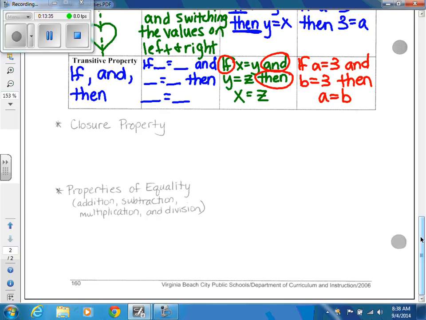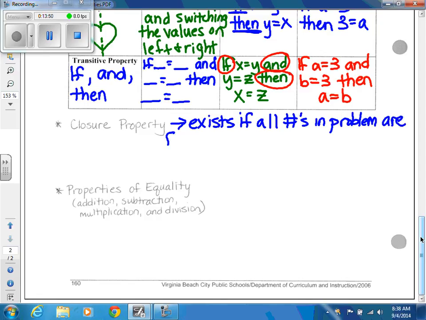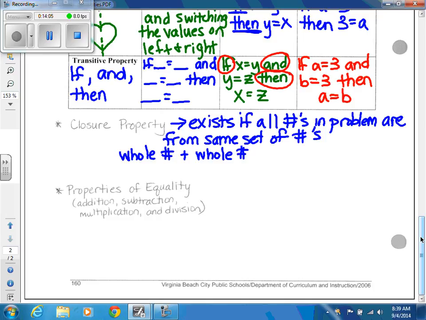So the closure property exists if all numbers in the problem are from the same set of numbers. So for instance, if you have a whole number and you add another whole number to it, you will still have a whole number. That's an example of closure, so that one works.